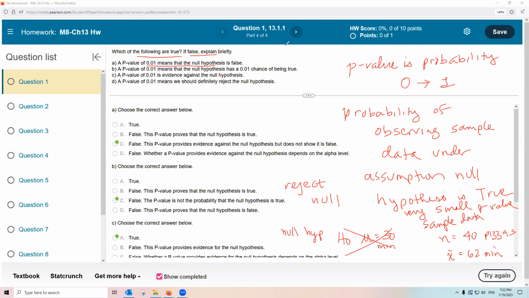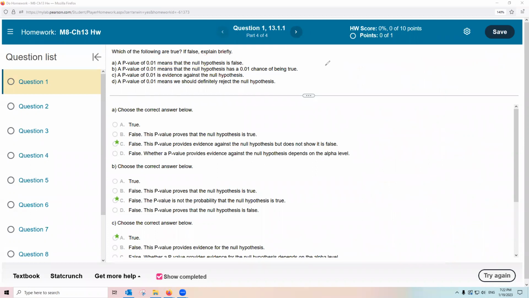All right, well, the one thing I've got to remember is we're basing all of this on sample data. So I can never say that the null hypothesis is absolutely false. I can't make a strong statement like that because we're just basing this on sample data. There's always a possibility that I make a mistake, an error. So my answer is going to be false. The p-value provides evidence against the null hypothesis, but it cannot prove or show that it's false.